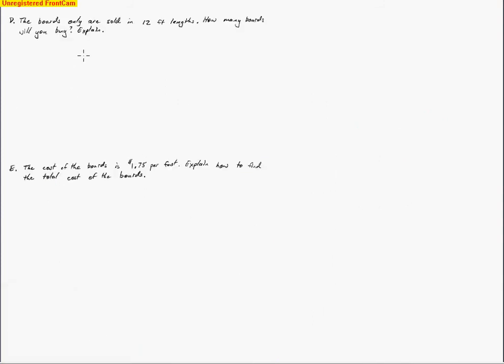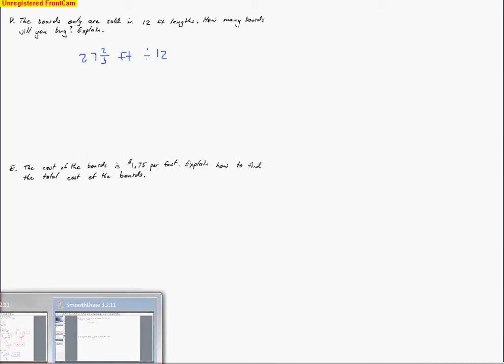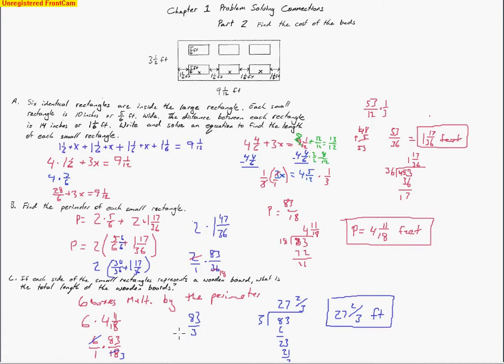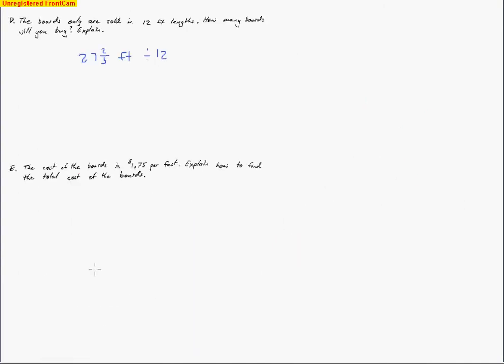So 27 2/3 feet. And we're going to divide that by 12 to find out how many times that goes in there. And remember I said it might need that improper fraction form again. Let's go back to that. 83 thirds was what that number was. So we're going to use that again, and we're going to divide by 12. So remember, it's 12 over 1, but we're going to end up multiplying by the reciprocal. And so we end up multiplying across, no cross canceling there, so we have 83 over 36.